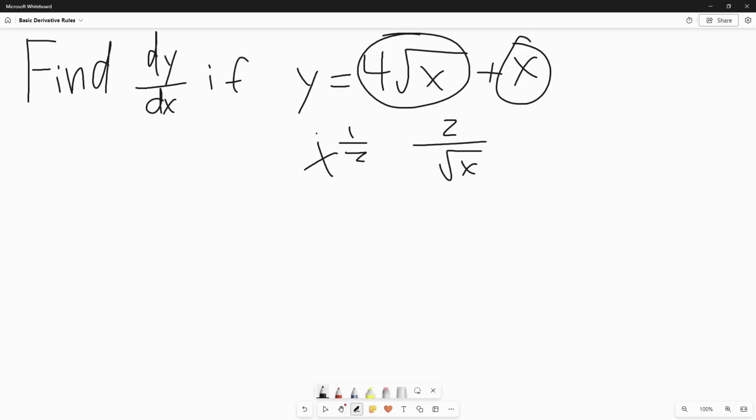And now, let's find the derivative of x. That's just 1 because the slope is 1. And our final answer is 2 over the square root of x plus 1.